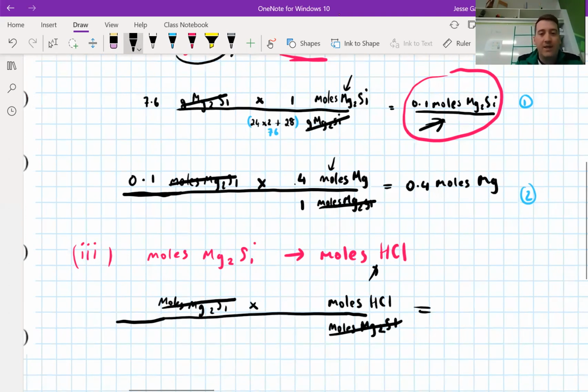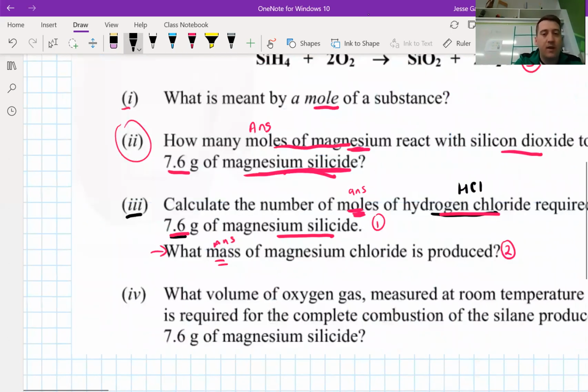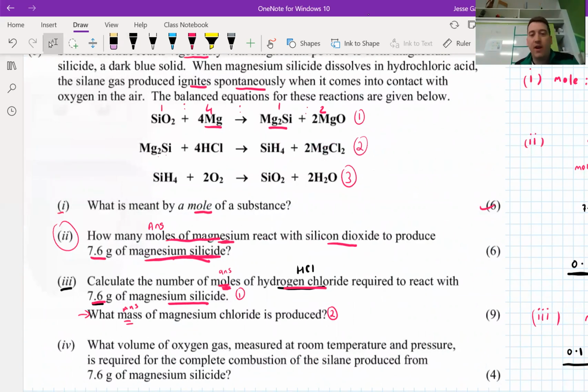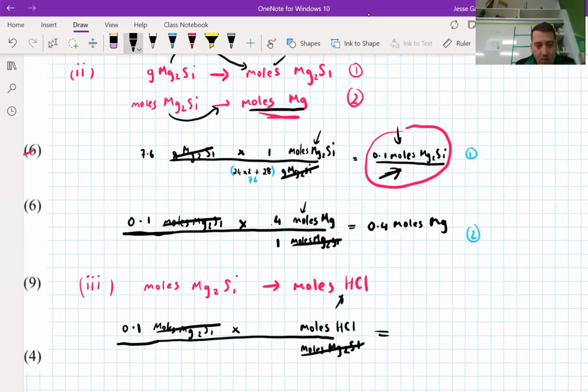Okay, so first of all, we had this many moles of Mg2Si, so 0.1 moles of that. And we go to our equation, and we want to use the second equation this time to find out how many moles of Mg2Si there are for every mole of hydrogen chloride. So what's the ratio here? Okay, hopefully you're seeing that for every 1 mole of Mg2Si, it's 4 moles of HCl. So again, I'm going to pause the video and write down how many moles of HCl that is. Okay, 0.4 moles of HCl is the answer. Same as before, except it's moles of a different substance this time.